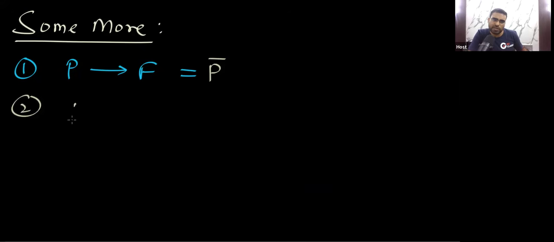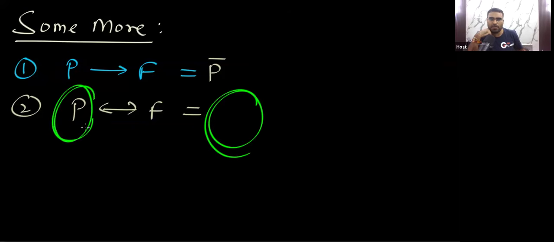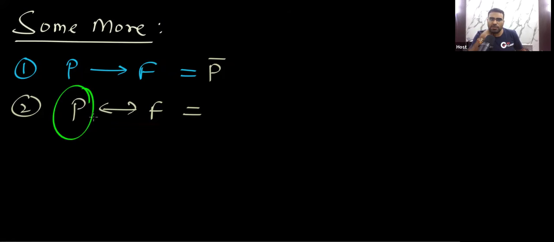You tell me the next one, that is P biconditional false. Now what will it be? Again, the same idea. This false is fixed. Now you think about P. If P is false, then the biconditional will become true. And if P is true, then this will be false. So here I will write the opposite. Did you understand?